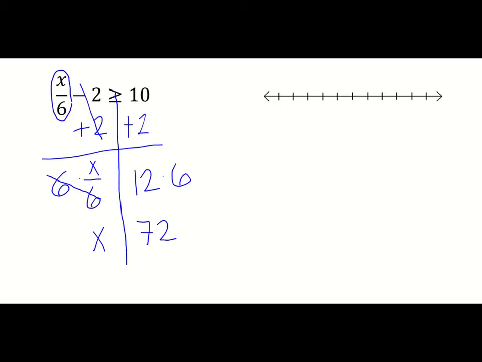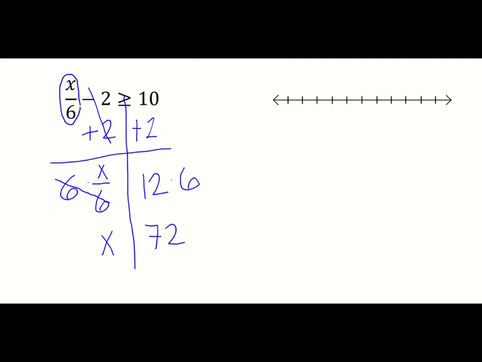At this point, I want to drop down the inequality symbol. So I'm going to bring down the greater than or equal to. So this is telling me my inequality statement is x is greater than or equal to 72. That's the first part of our answer. The next thing we need to do is graph our solution.